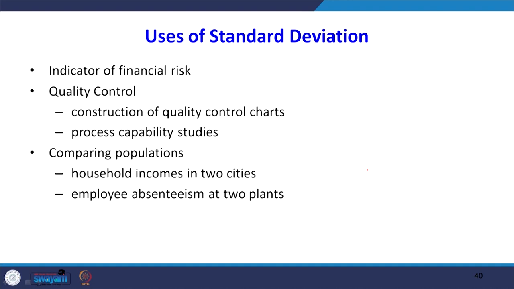The next use is for comparing populations, for example household income of 2 cities, or employee absenteeism in 2 plants. For this purpose, it is for comparing populations. Wherever there is a lesser standard deviation, that data set is more homogeneous.